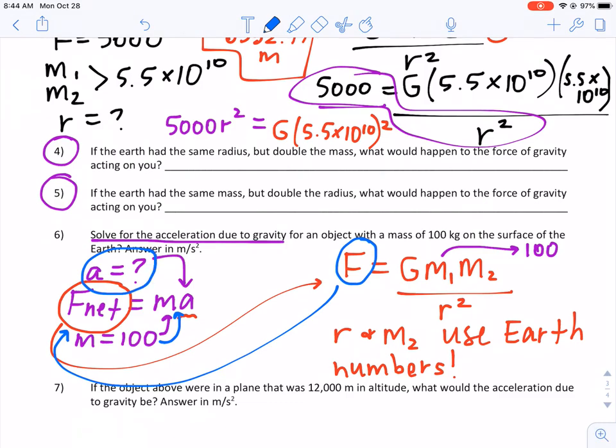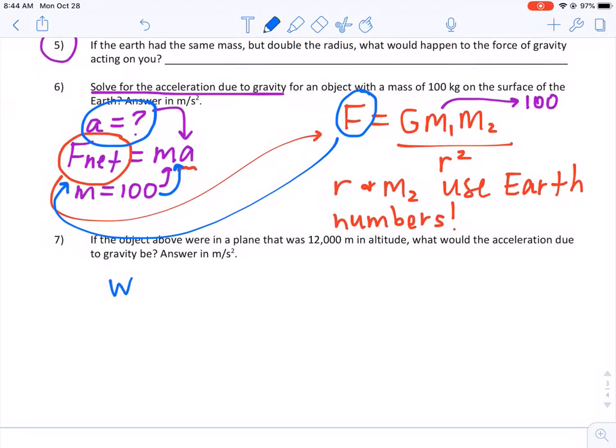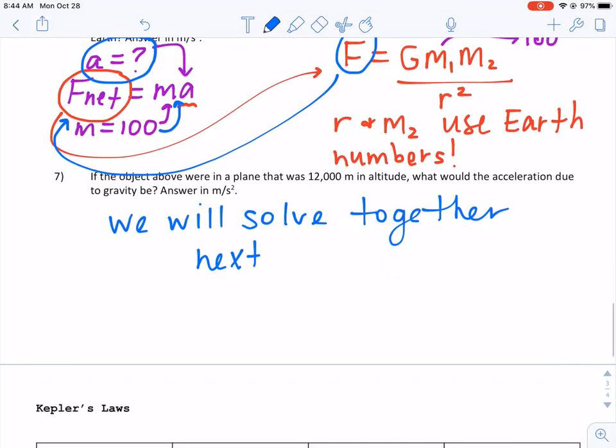I will check to see, you don't have to have the right answer, but I want to see that you tried on this one on our whole group class. In terms of number 7, we will solve together next class. You don't need to have this one.